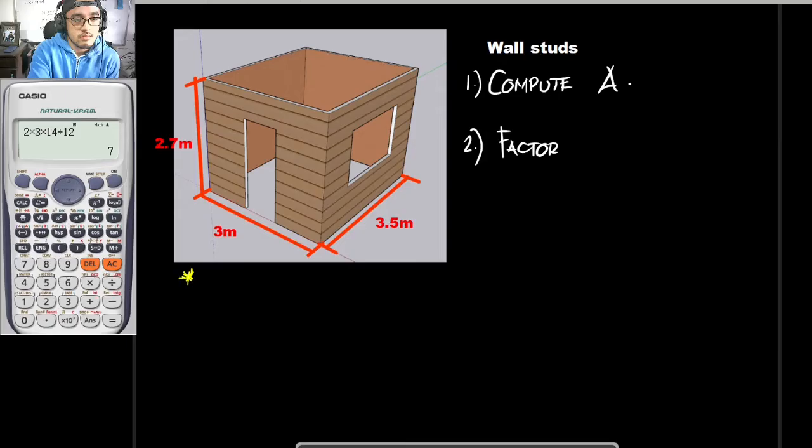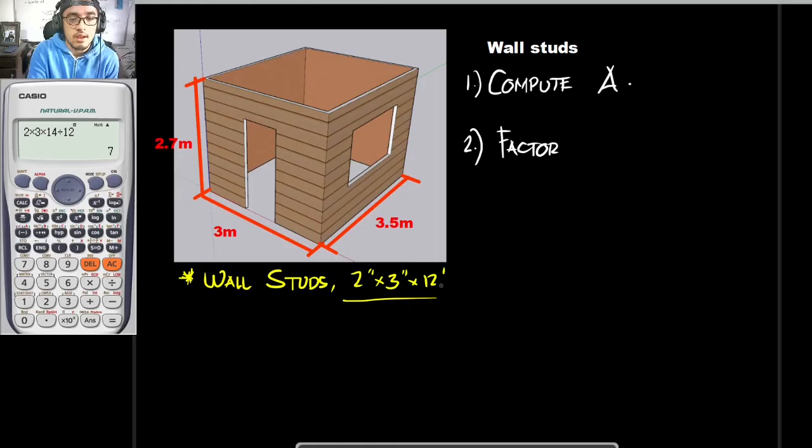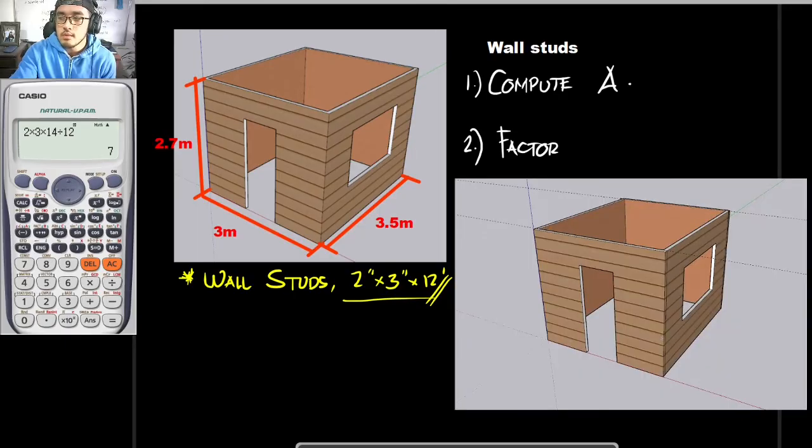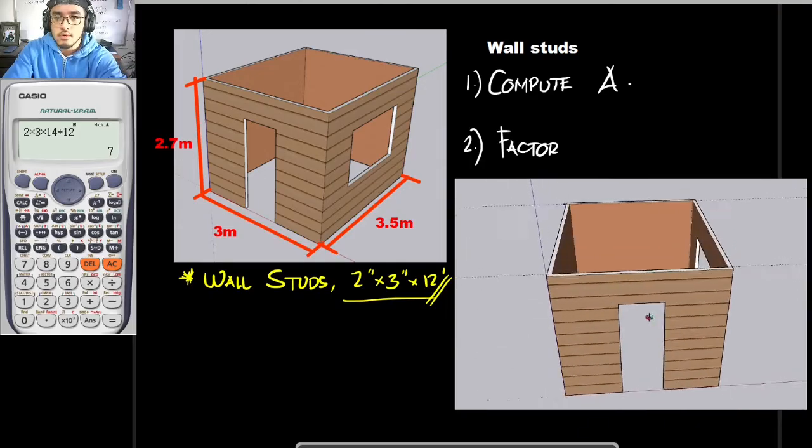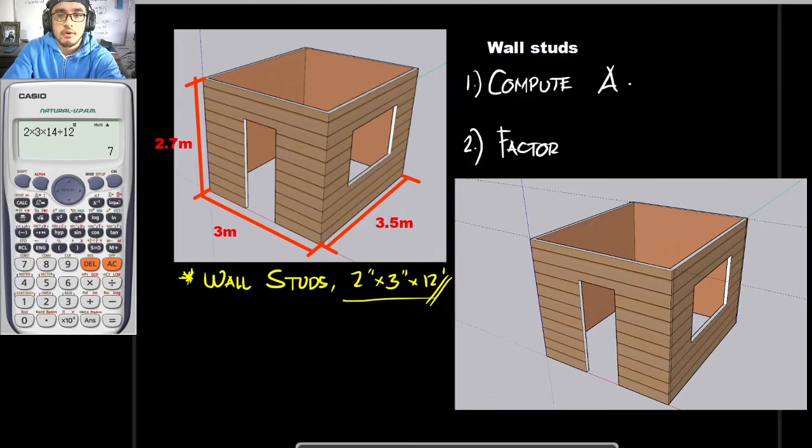So wall studs to be used would be 2 inches by 3 inches. And let's say that what we would be ordering would be, let's say, by 12. So let's say that this is to be the material that we would be ordering. Okay, so for us to solve for the area, I'll just show you the three-dimensional object of this. So this is to be the three-dimensional model for our problem.